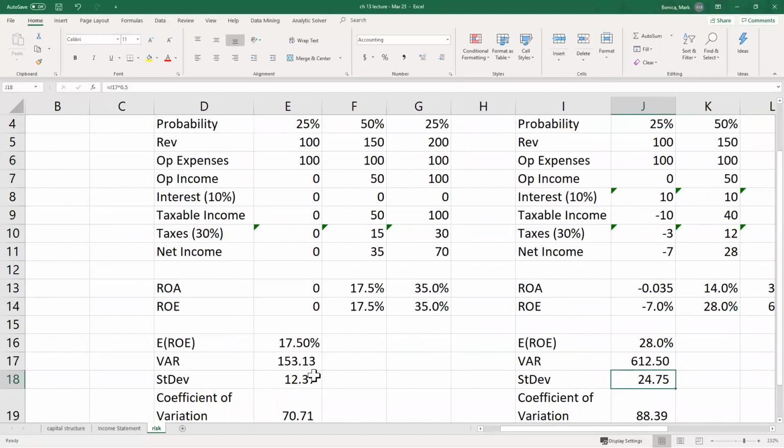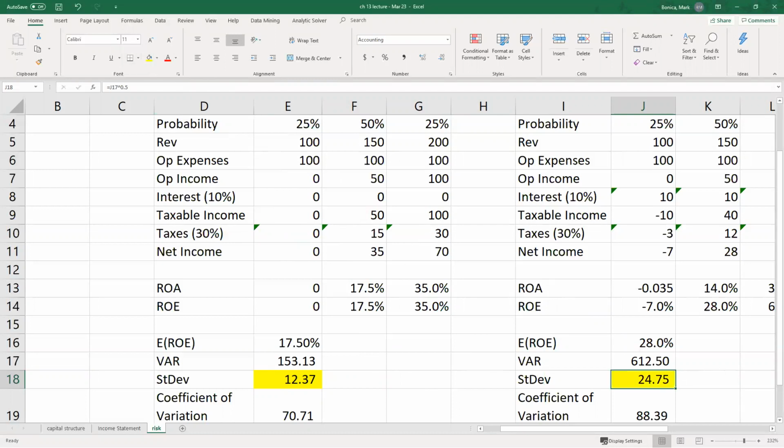With 0% debt or 100% equity, this firm has a 12.37 standard deviation. So its expected returns are 12.37. All of that risk comes from operations, okay? Because they have no financial risk. All of their risk comes from the operations because their financing doesn't have any impact on it.